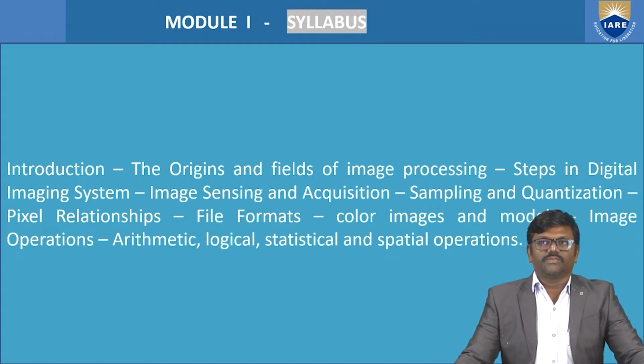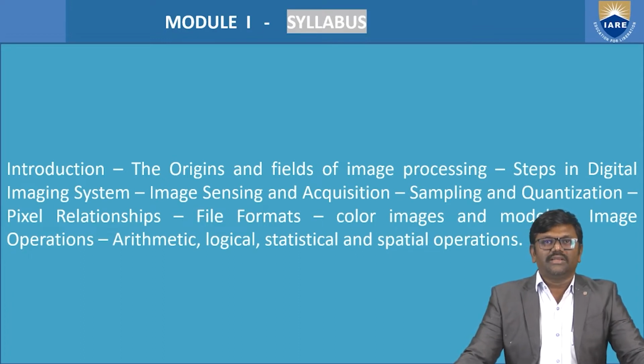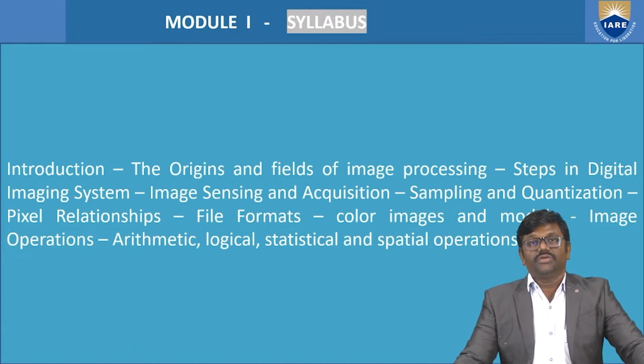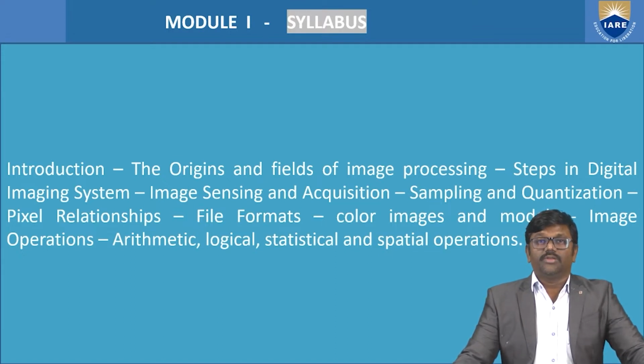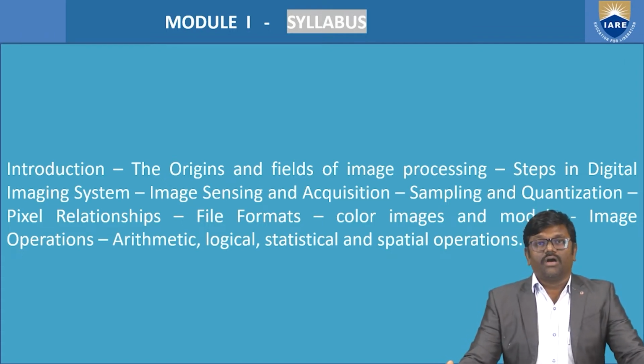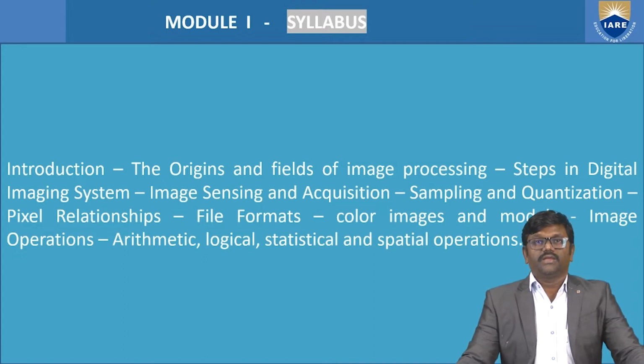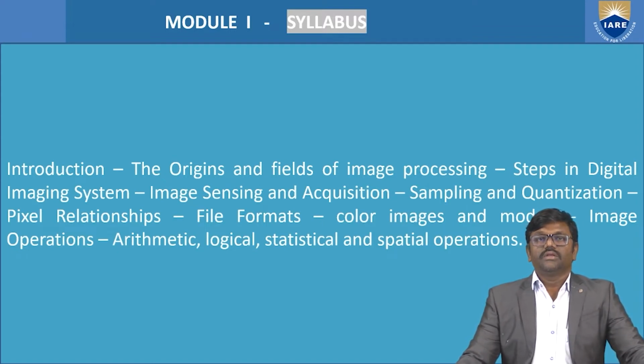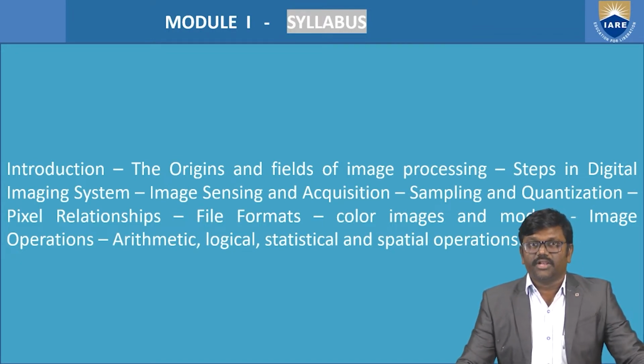origins and the fields of image processing, steps in digital image system, image sensing and acquisition, sampling and quantization, and also we are going to concentrate on pixel relations, file formats, and color images and color models, and also image operations. These image processing operations are number 1 arithmetic, number 2 logic, and number 3 statistical and spatial operations, which we are going to discuss in detail later on.